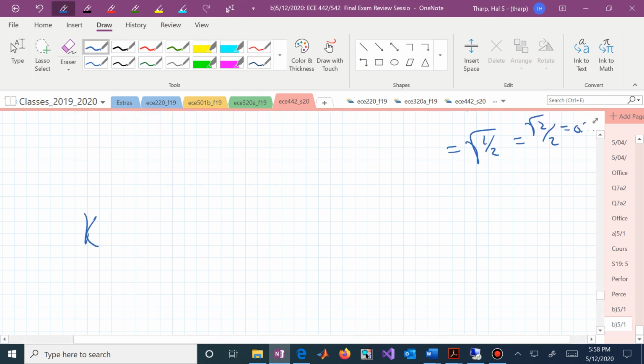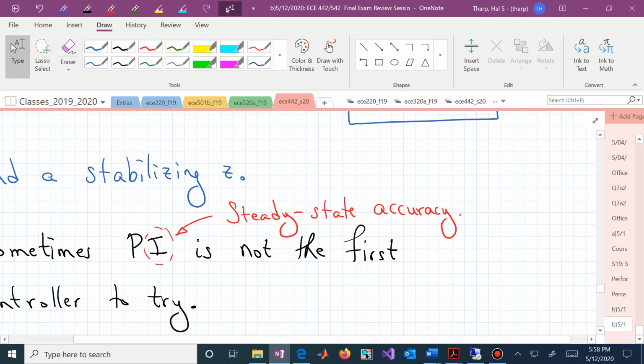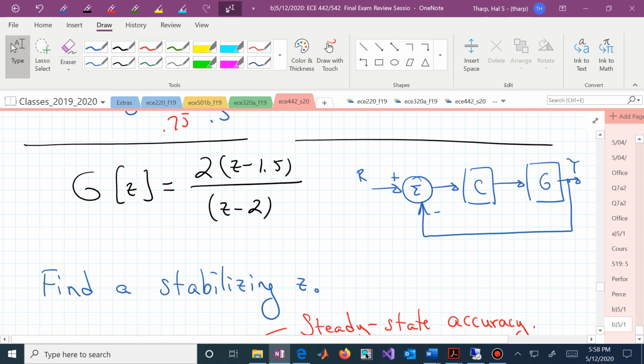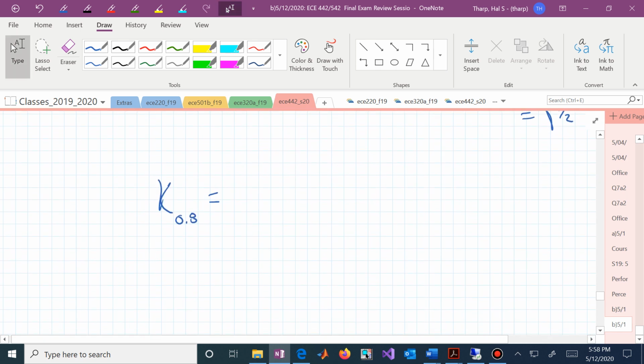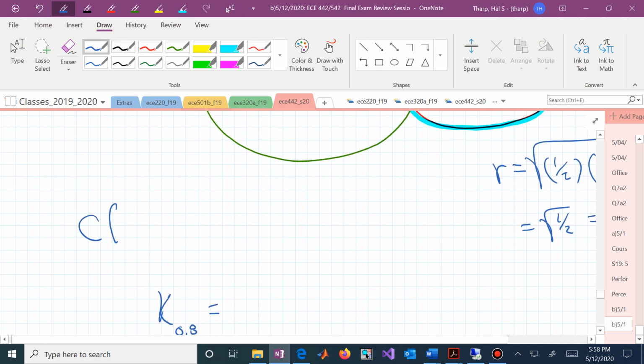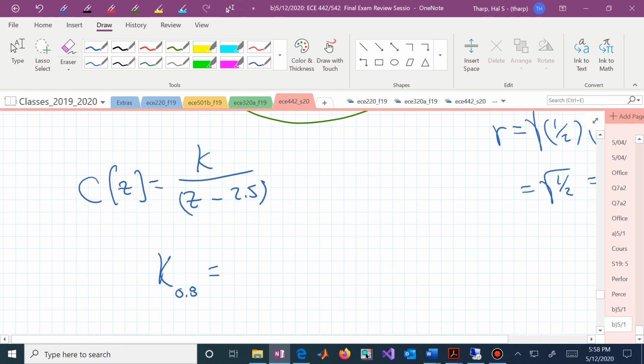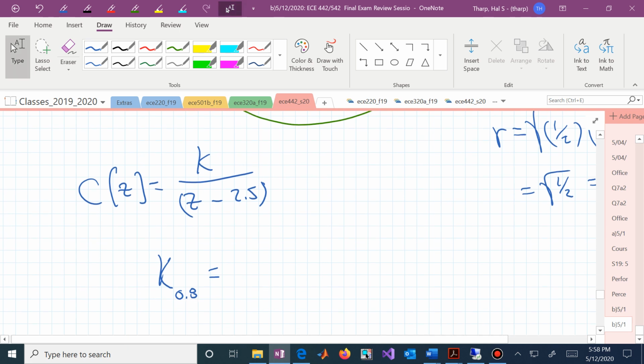So now we can say, oh, what's the gain at k equals 0.8? Was that one of our questions? Well, who knows? We just wanted to find a stabilizing c of z. And in this case, our c of z so far is just k over z minus 2.5. And that will bring us to our next story, which is, wait a minute, is that an acceptable controller? And in fact it is.